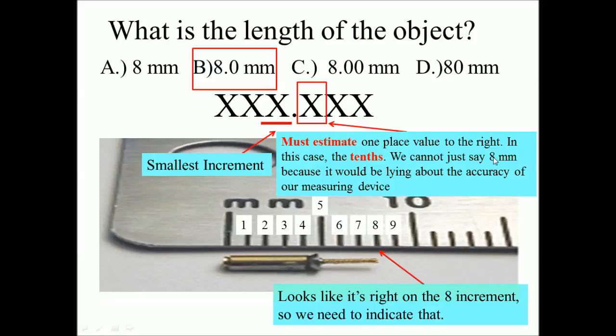We cannot just say 8 because 8 would be if these increments were not here and it just went from 0 to 10. 8.0 is telling them, I know where 7 is, I know where 9 is, and it still looks like it's right on that 8 line.